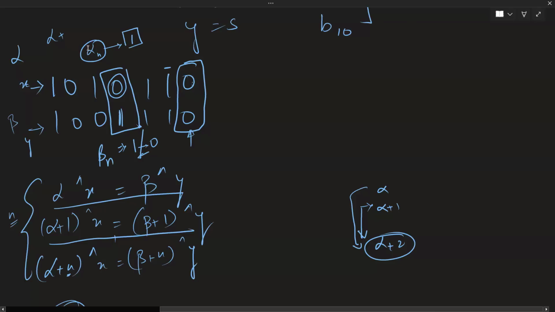Now, in order to have both of these, eventually what do you want? If beta is having a set bit at this place, the final beta XOR y will have an unset bit at this place, and if it is unset, it will be set in the XOR result at this place, right?